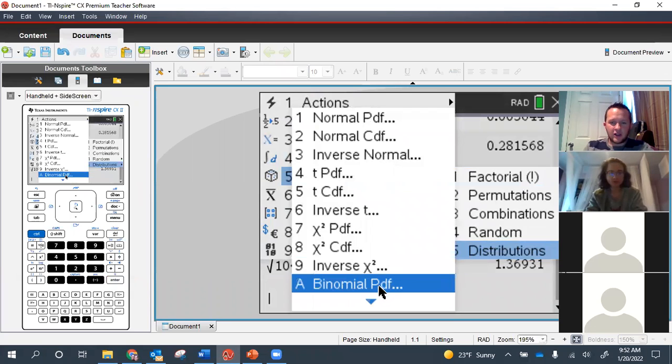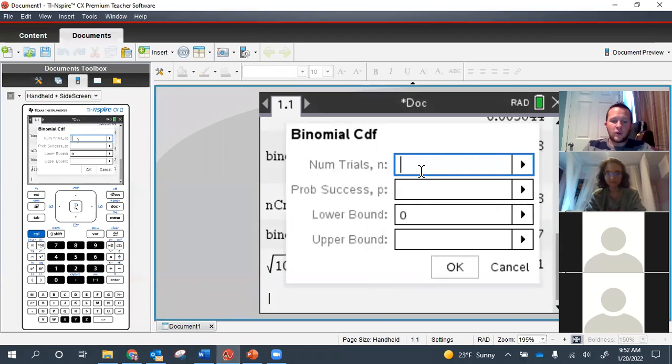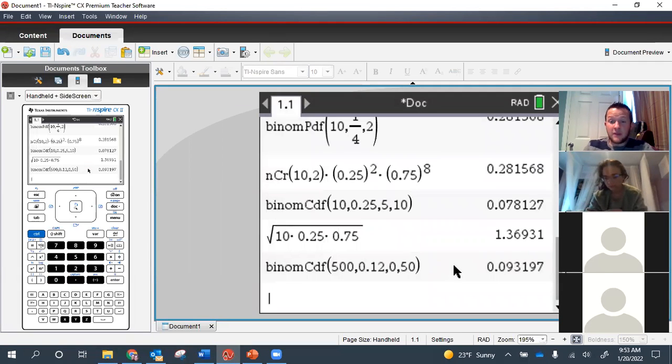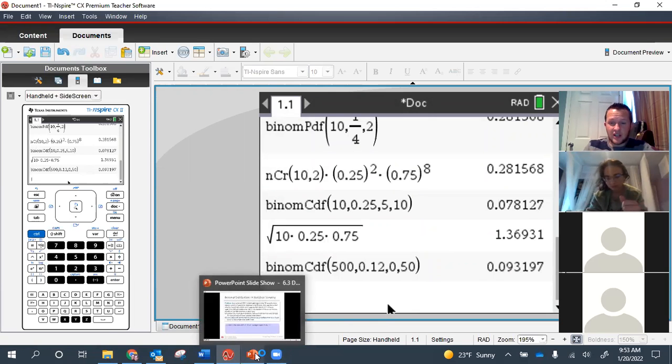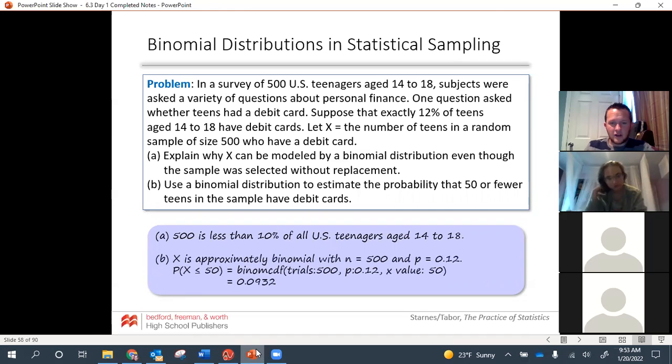So let me show you how to do that. I'm going to go on my calculator to binomial CDF. So we're going to talk to 500 people. The probability they have a debit card is 0.12, and we're going to go 50 or less. It included 50, right? It was 50 or less. And so there would be about a 9.3% chance that we would get 50 or fewer. Let's check that here. Nice.